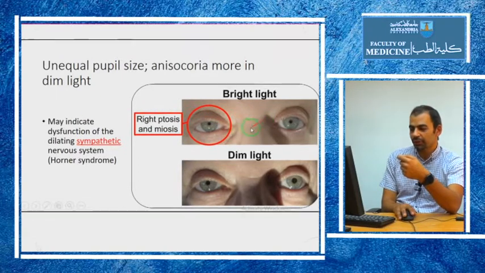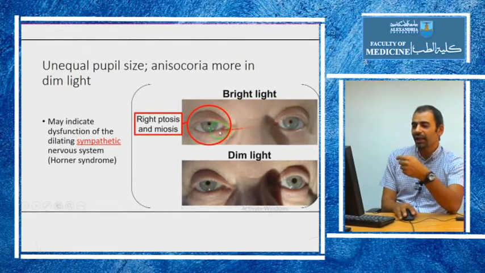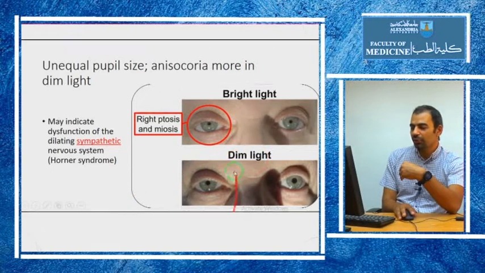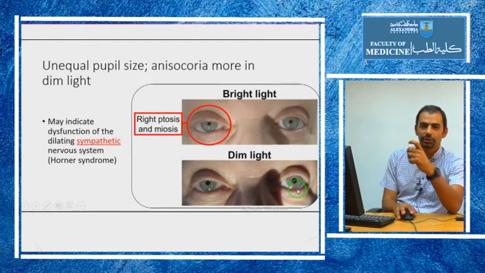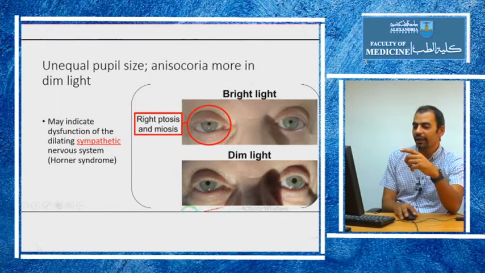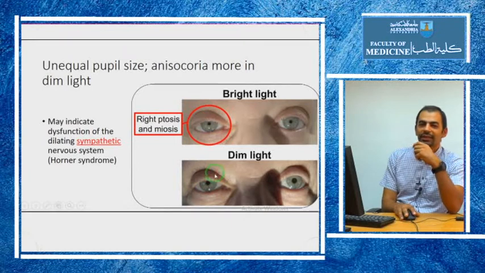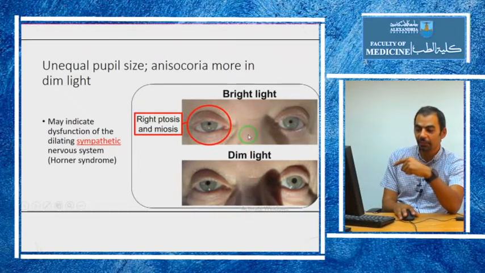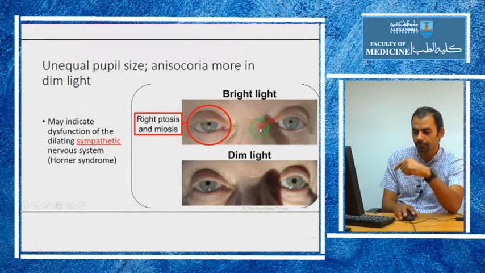So this patient, for example, in bright light will have constriction of both pupils, and the anisocoria is not very evident. The anisocoria gets worse in dim light because the normal eye, the sound eye, can dilate properly because the sympathetic system is supplying the dilator pupillae muscle, while the diseased eye cannot dilate properly, so it will remain constricted, and the difference will become more pronounced in dim light than in bright light. In addition, as you can see here, there is a bit of ptosis in that eye.